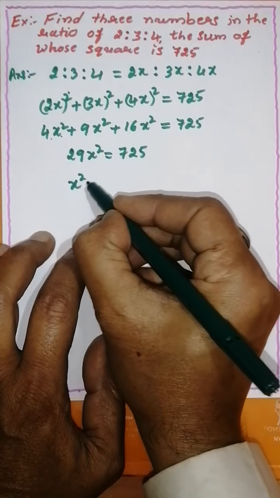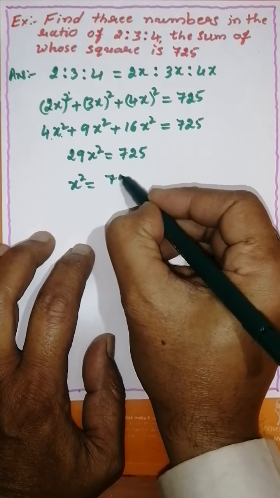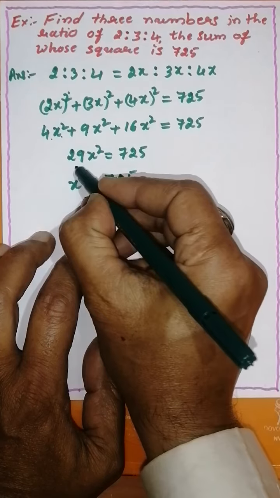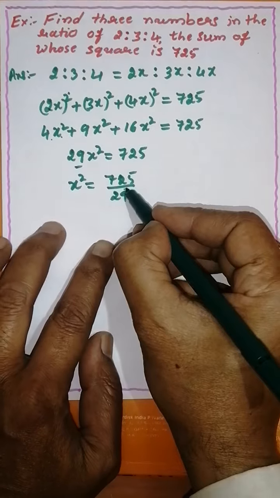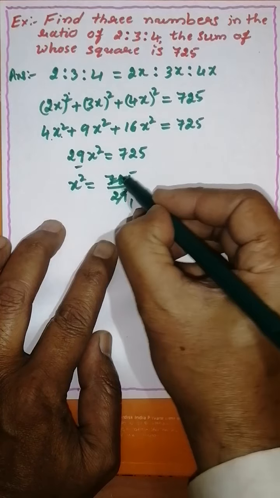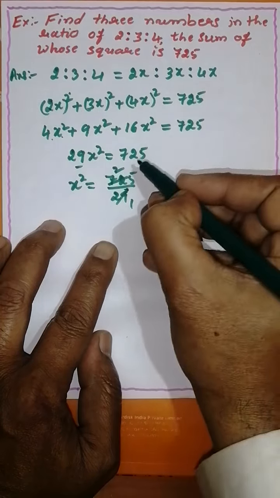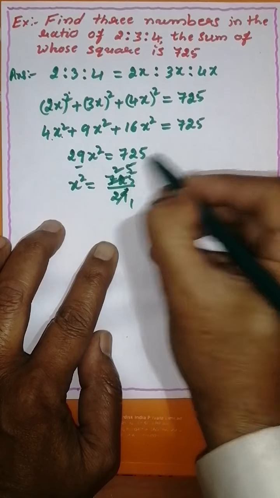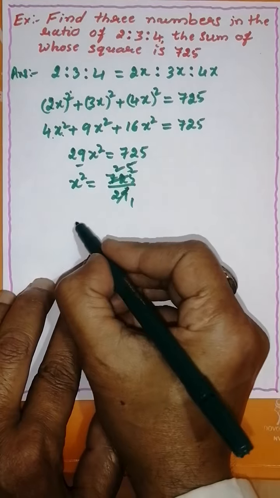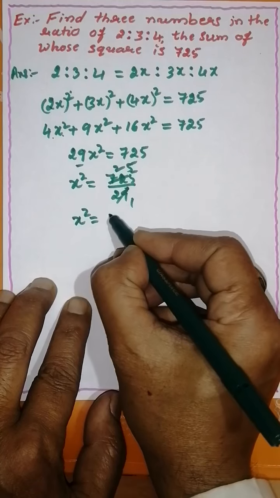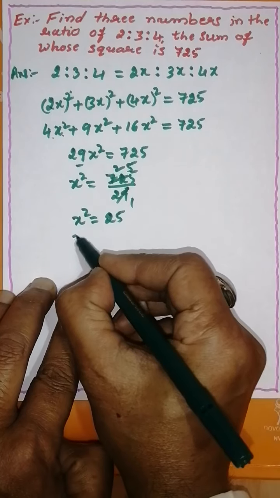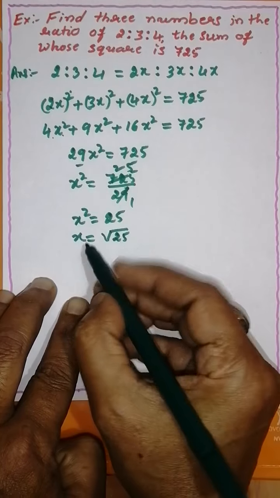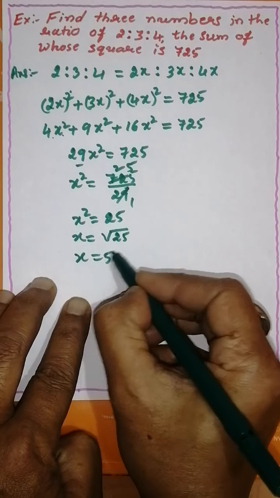x² equals 725 divided by 29. This 29 ones are 29, 29 twos are 58, remainder 145, 29 fives are 145. Therefore, x² equals 25, x equals the square root of 25. Therefore, the square root of 25 is 5.